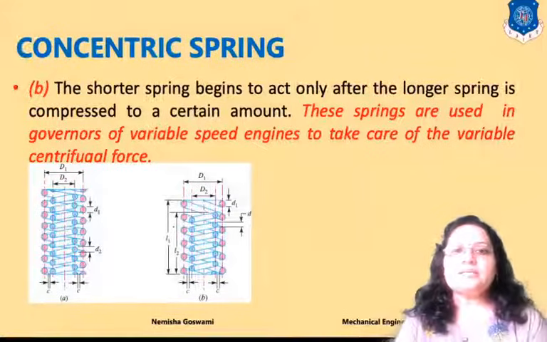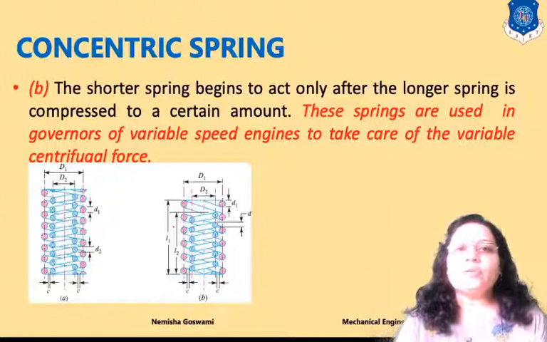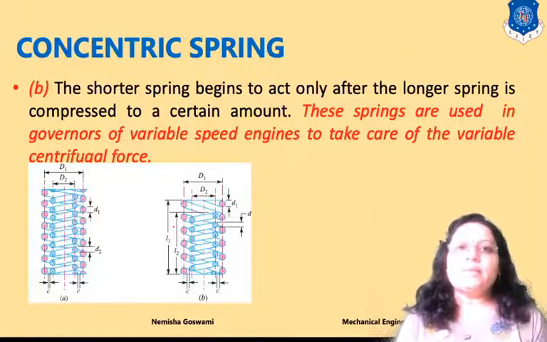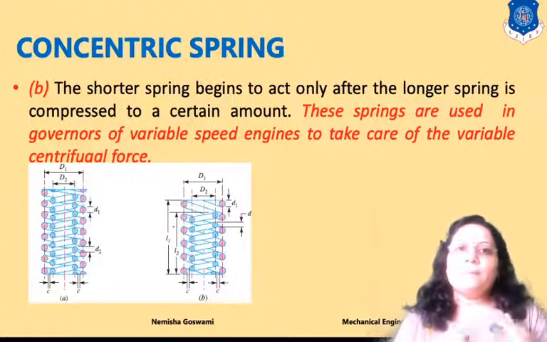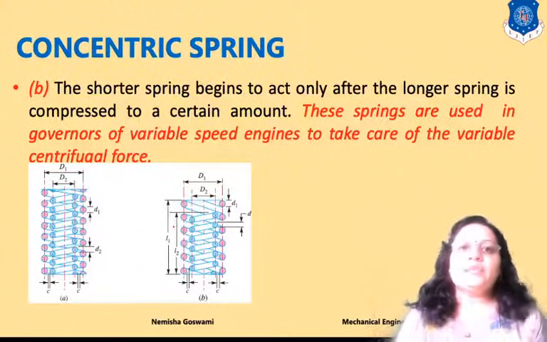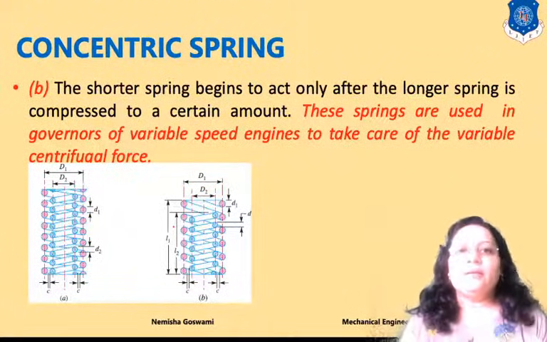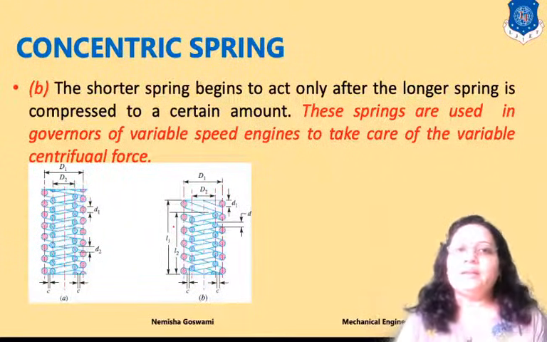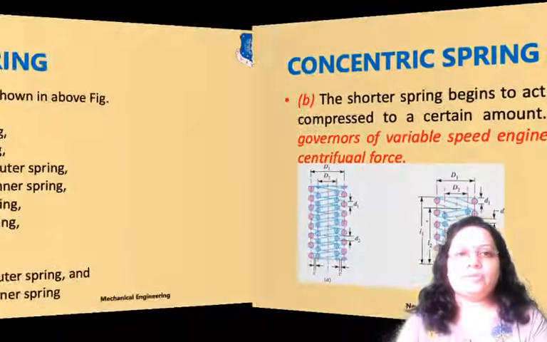The second type of spring is used when the shorter spring acts only after the longer spring is compressed to a certain amount. That means the shorter spring will come into action when the outer or longer spring compresses up to a certain limit. This type of spring is used basically in governors, to control variable speed and variable centrifugal force in a particular range. So this is the application of this spring.